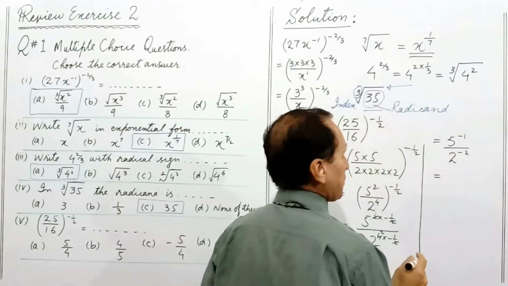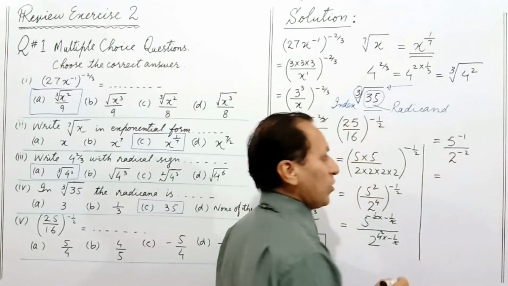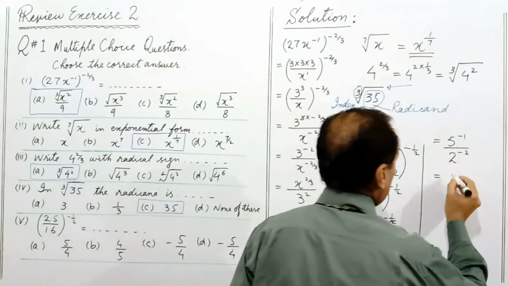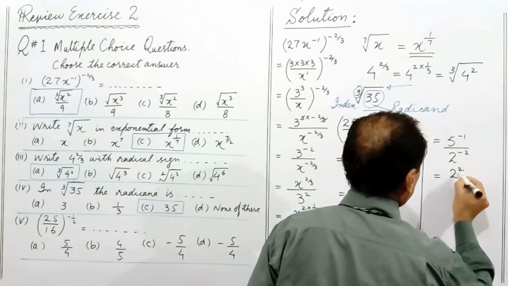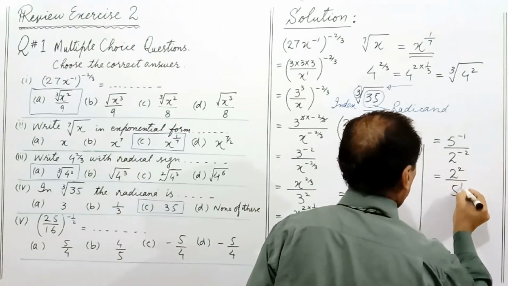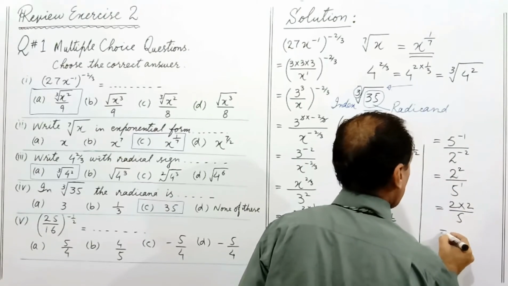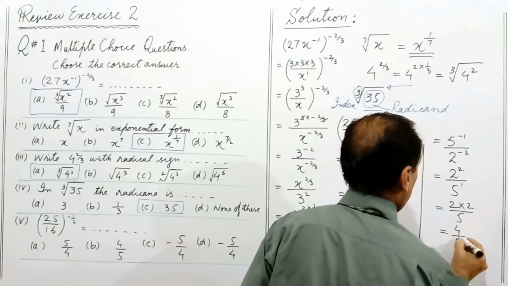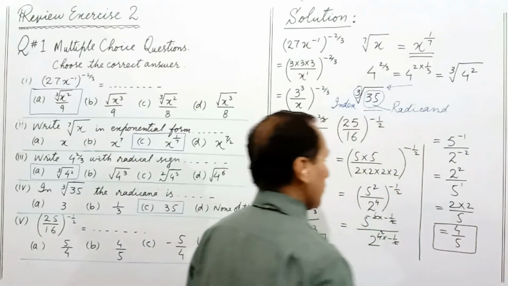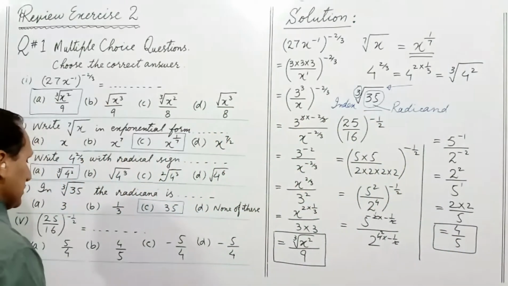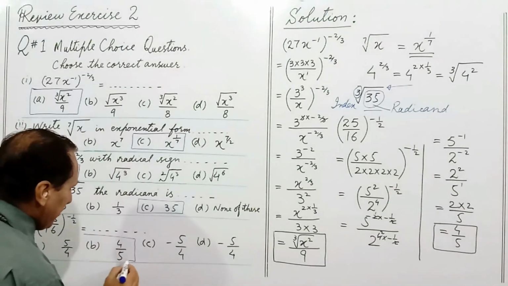To make these powers positive, we have to apply the law of quotient of power with the same base, and 2 raised to power 2 comes up, and 5 raised to power 1. 2 raised to power 2 means 2 multiplied by 2, and hence we have the final right answer, that is 4 over 5, and the option is B.